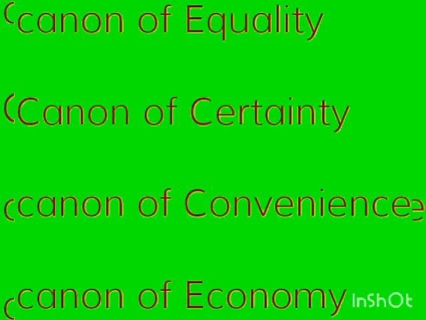The next one is the Canon of Certainty. The second canon of Adam Smith is the Canon of Certainty. Usually, this canon is ensured through the publicity of the annual budget of the government, and the discussions in Parliament or Assembly on every detail of taxation. Everyone comes to know certainly about the new taxes imposed, the rate of tax, etc.